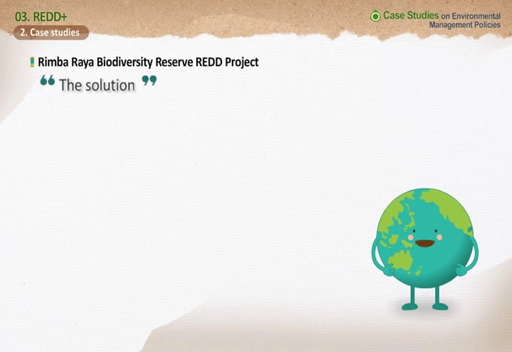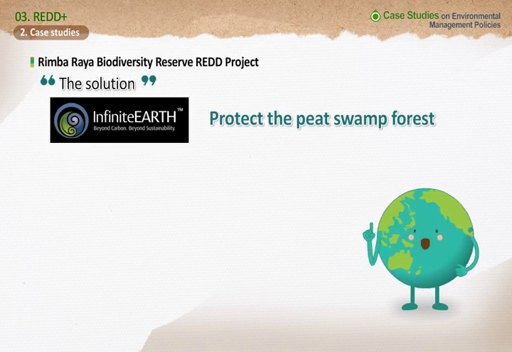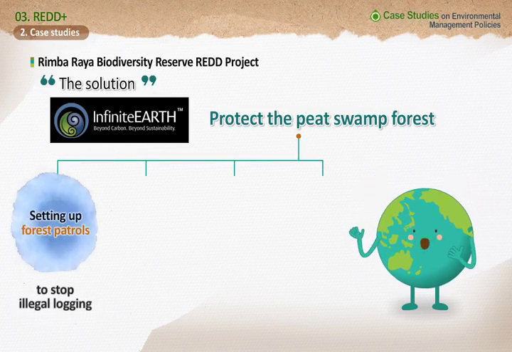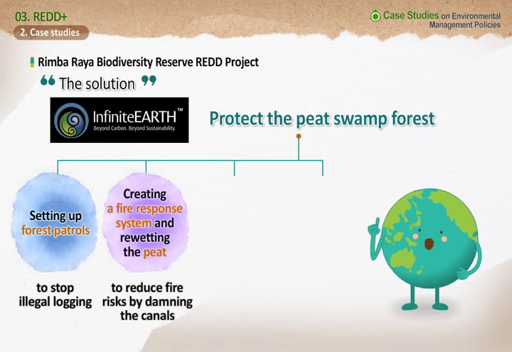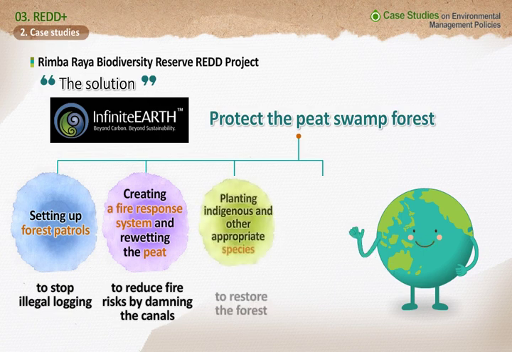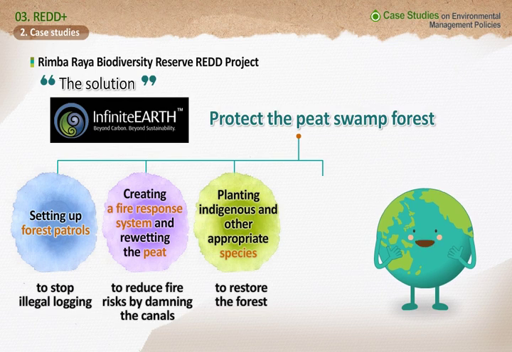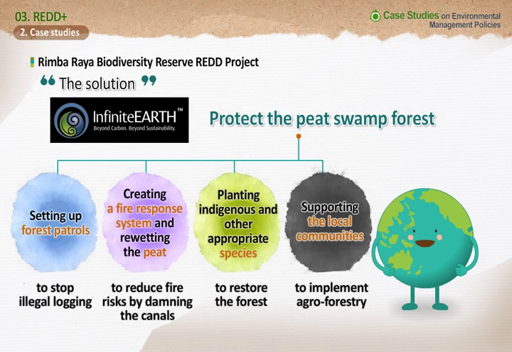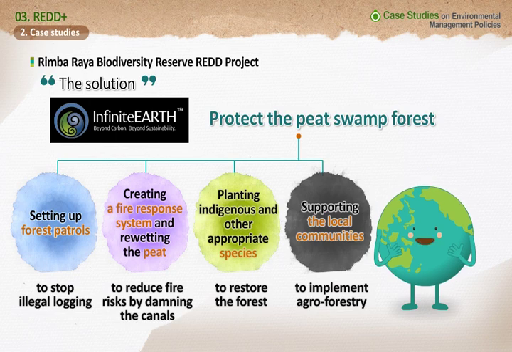In addition to securing tenure to the area, Infinite Earth's strategy to protect the peat swamp forest includes setting up forest patrols to stop illegal logging, creating a fire response system, and re-wetting the peat to reduce fire risks from damming the canals constructed by past logging operations. Planting indigenous and other appropriate species to restore the forest, and supporting the local communities to implement agroforestry in order to reduce pressure on the forest.